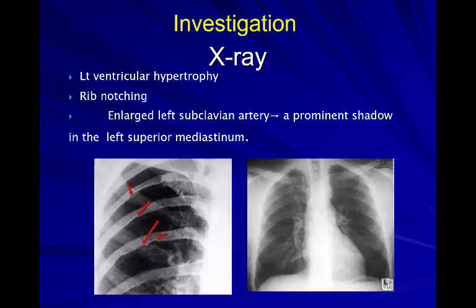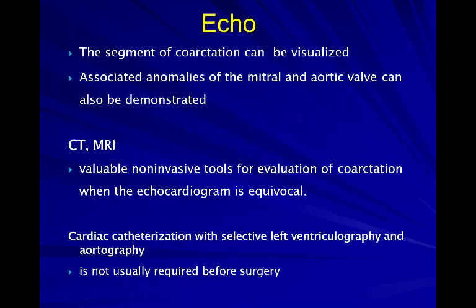Investigation for aortic coarctation: X-ray is very important. It shows left ventricular hypertrophy and rib notching due to presence of collaterals pressing on the ribs. Enlarged left subclavian artery in the left superior mediastinum is present.